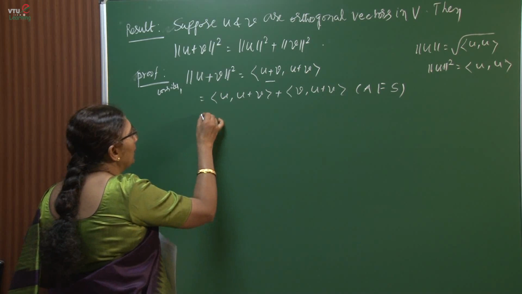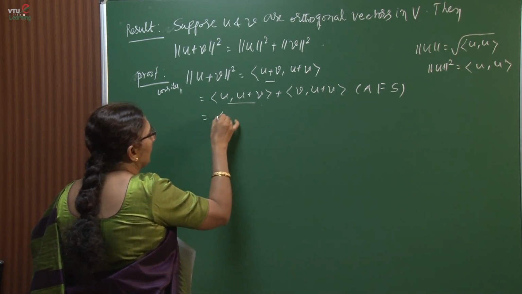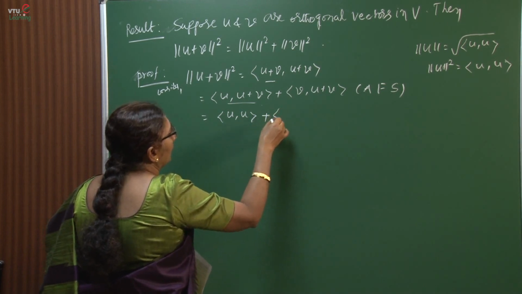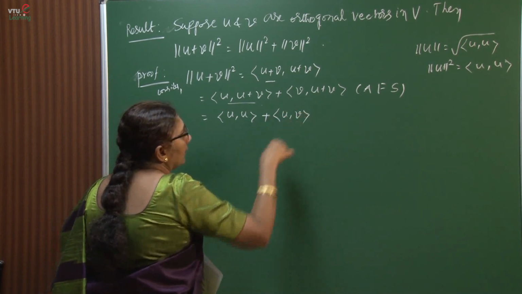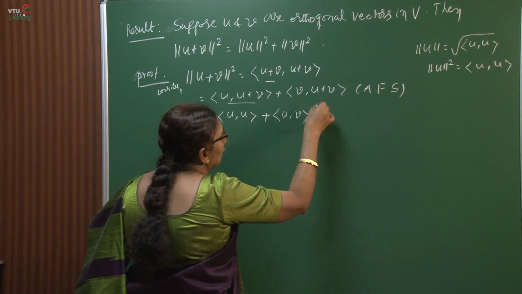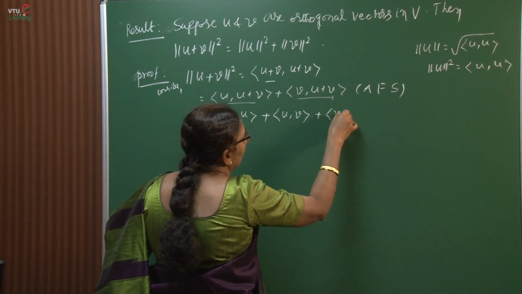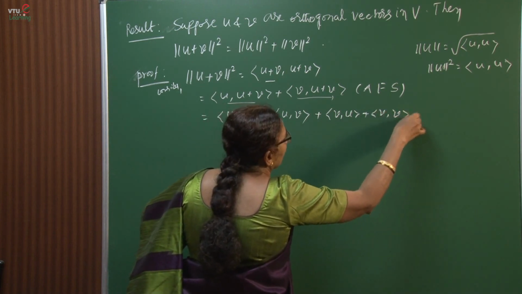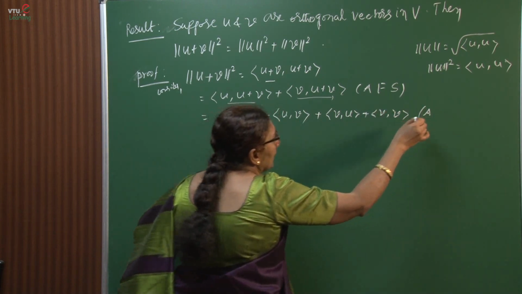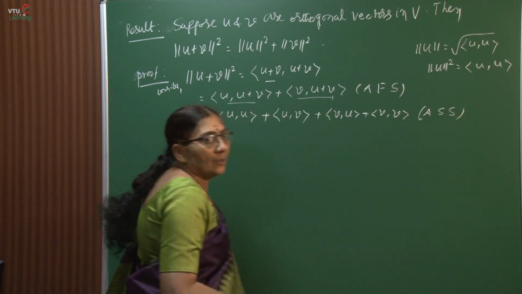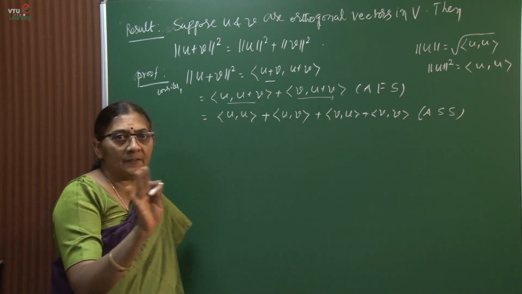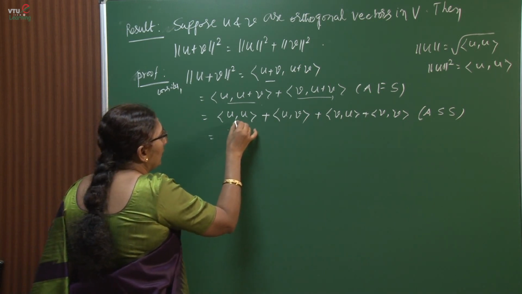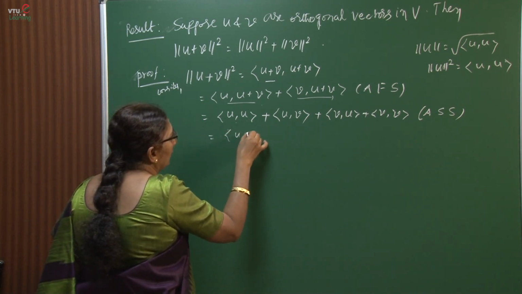Therefore, from the additivity of the second slot, this can be written as the inner product of u comma u plus the inner product of u comma v. And also by additivity of the second slot, this can be written as the inner product of v comma u plus the inner product of v comma v. This is additivity of the second slot. Simply I wrote ASS, that is not a standard abbreviation. Inner product of u comma u.